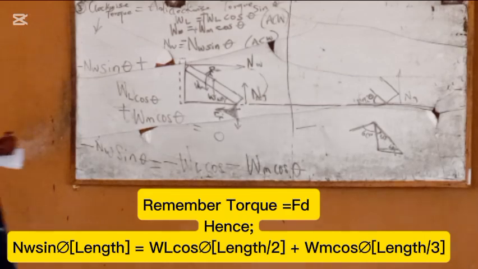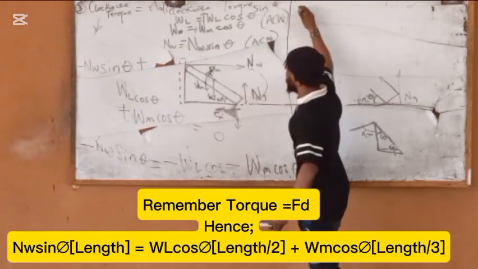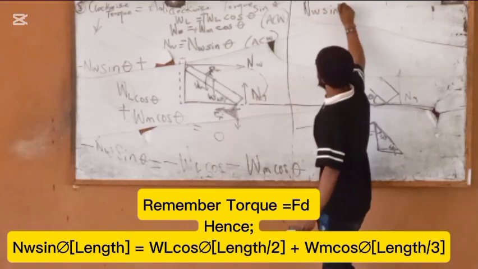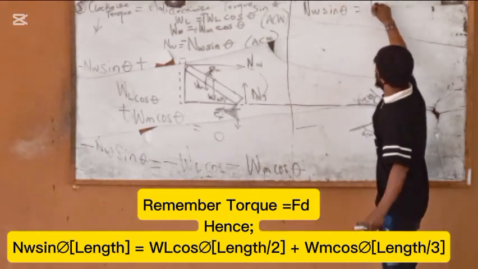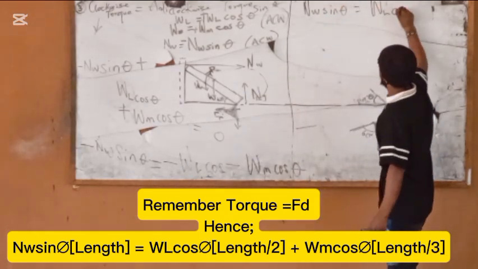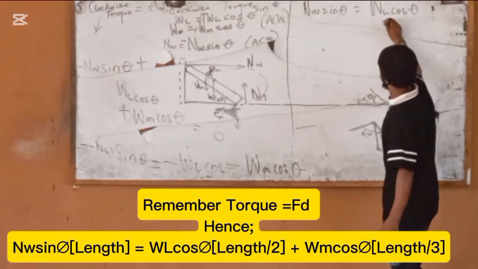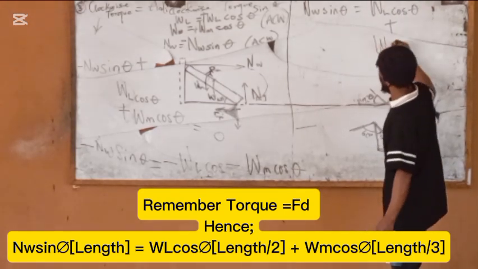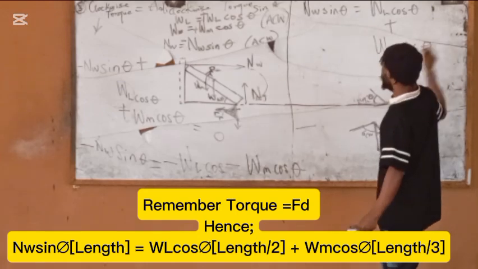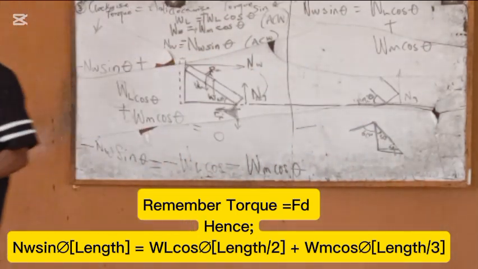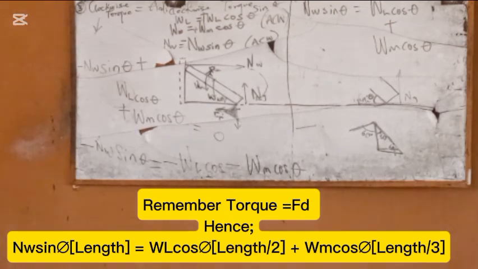So let's quickly round up. So that means that NW sin theta is equal to WL cos theta. That's all you have to remember. But please write these formulas so that when you go, you try to revise it tomorrow.